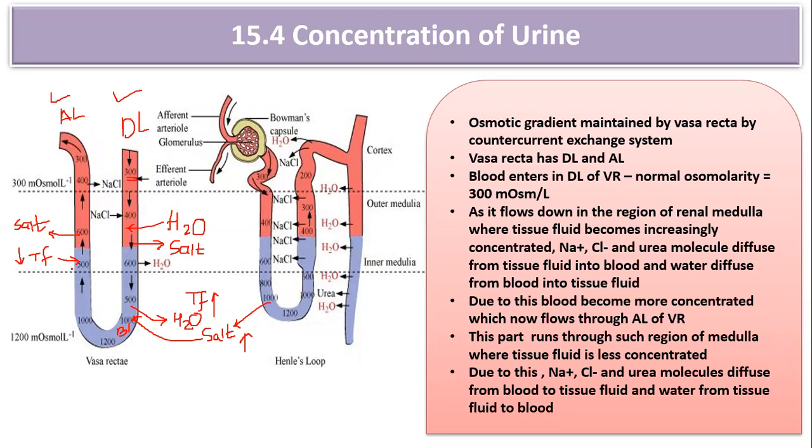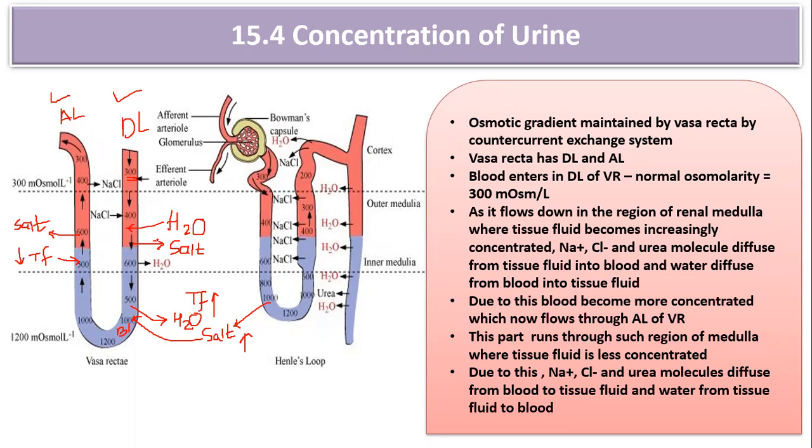So this part, you can see this is the ascending limb. This part is going up. It is passing through the region of the medulla where the tissue fluid is now less concentrated. So what happens? The salt is going to come out. So sodium, chlorine, and urea diffuse out from the blood to the tissue fluid, and water is going to enter from the tissue fluid into the blood. And this is how the reabsorption of water takes place to maximum capacity.